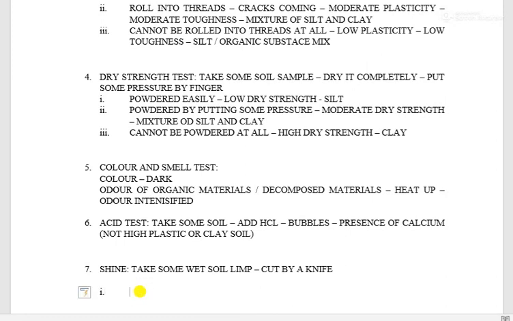If the cut surface is shiny, then the soil may be classified as plastic soil or clay. If the cut surface is dull, then the soil may be classified as low plastic soil or silt.